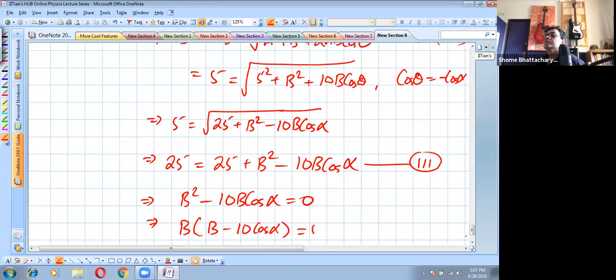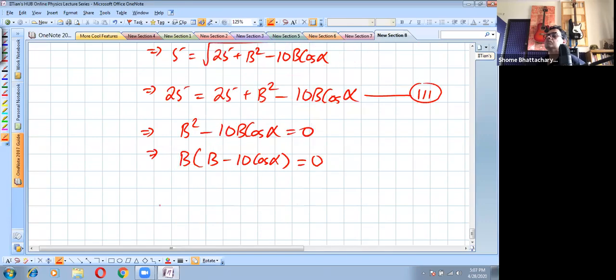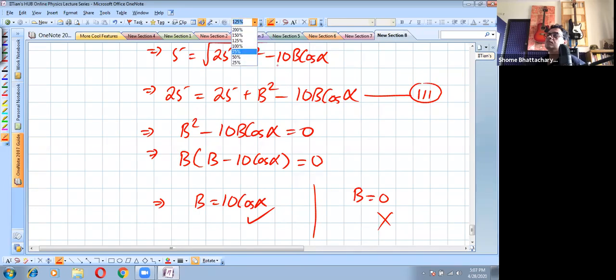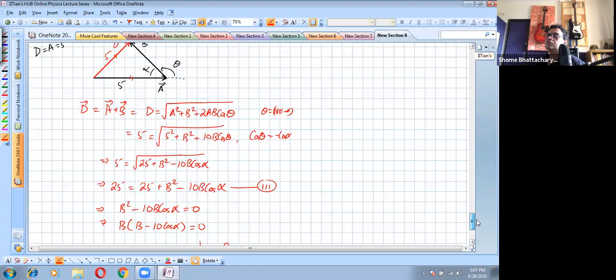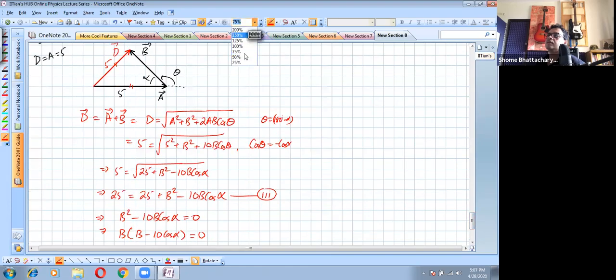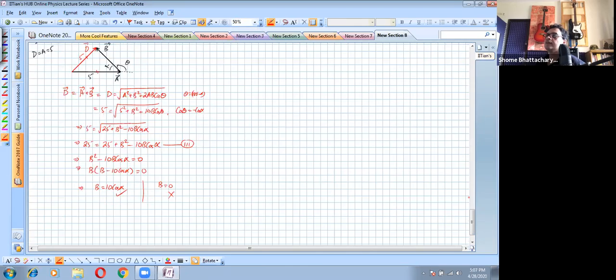Obviously B can't be 0, so the bracket must be 0. So that implies that B is equal to 10 cos alpha, because B equal to 0 is not possible. I'll just minimize this a little bit for you to understand how we have converted this information about that triangle into an equation from the triangle law of vector addition.